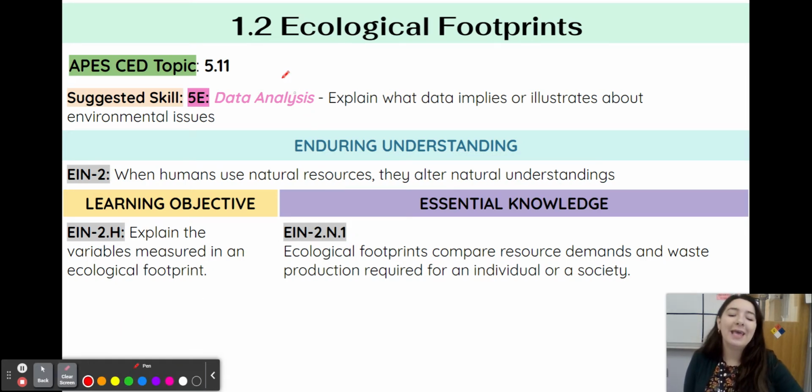Okay, so in today's topic, we will be covering ecological footprints. This is the CED topic 5.11. Our suggested skill practice is data analysis. Our enduring understanding is that when humans use natural resources, they alter natural systems. Our learning objective is to explain the variables measured in ecological footprint, and our essential knowledge we will cover today.